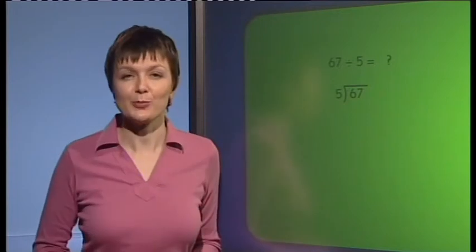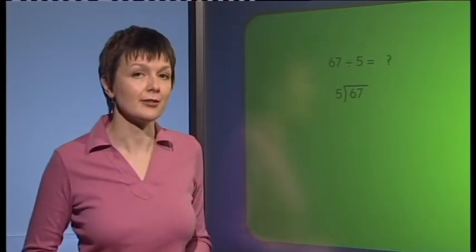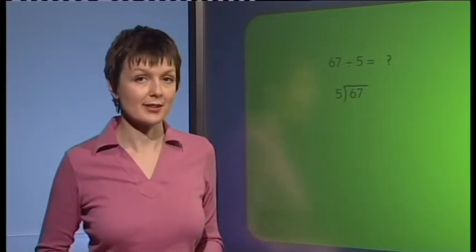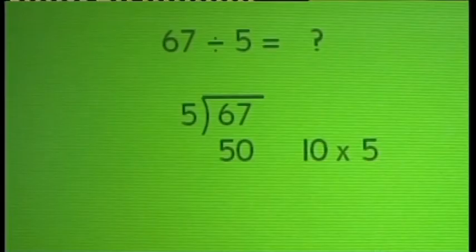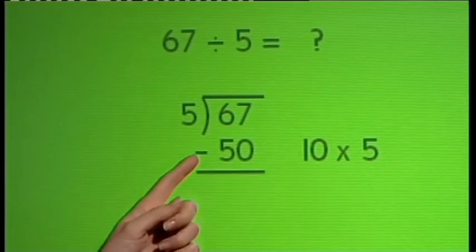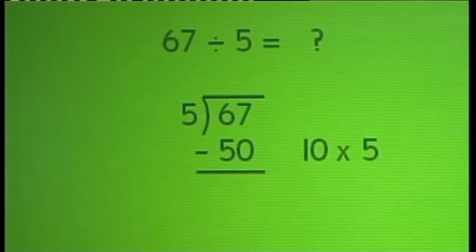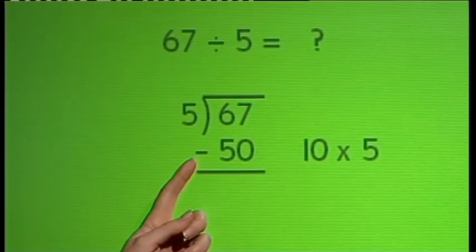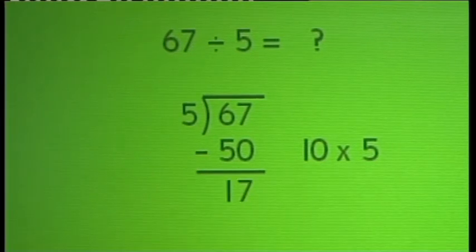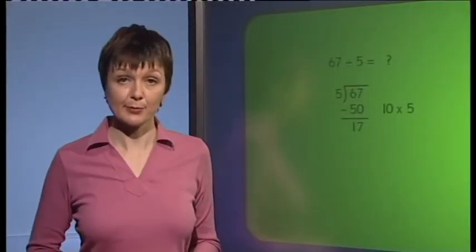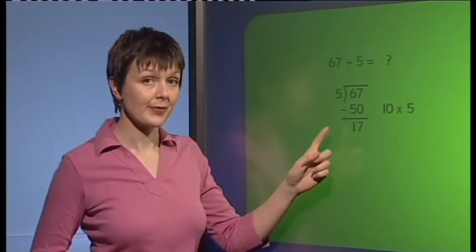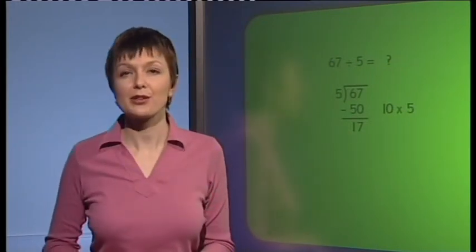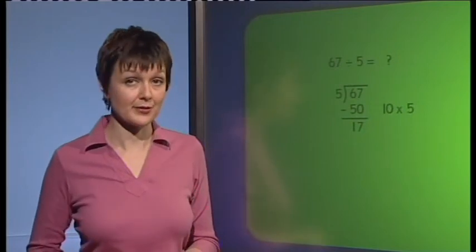So, can you spot a nice multiple of 5 to take away from 67? Well, we know that 10 lots of 5 is 50. So let's take 50 away from 67. So we do the subtraction. 67 take away 50 is 17. And now we're looking for a nice multiple of 5 that we can take away from 17. Now the best one is 3 lots of 5, which would be 15.